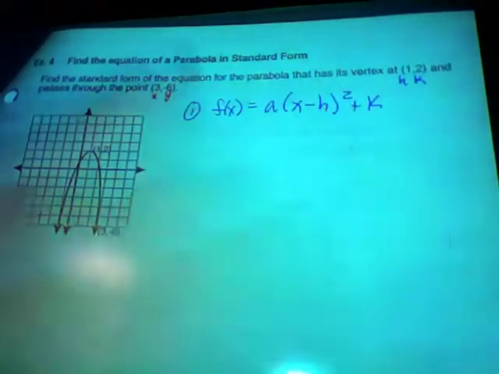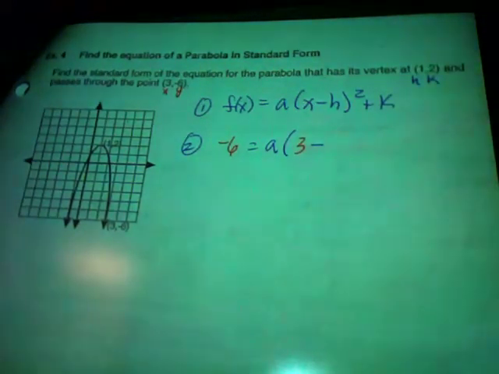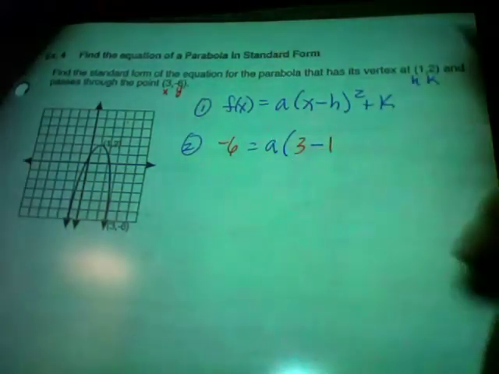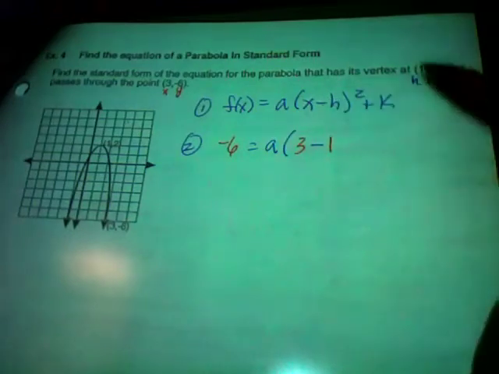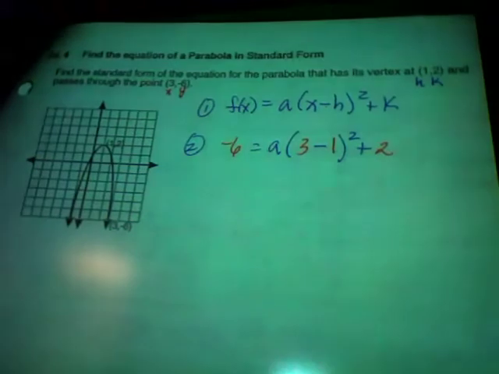Okay, so we're going to replace the f of x, which is our y, so this is step 2, with -6 equals, we don't know a, right? But we do know that x is 3 minus, what's our h? So this would normally say -1 in here, wouldn't it? Because isn't this a +1? So that makes sense. Squared. And then plus, our k is 2, same sign out there, right?